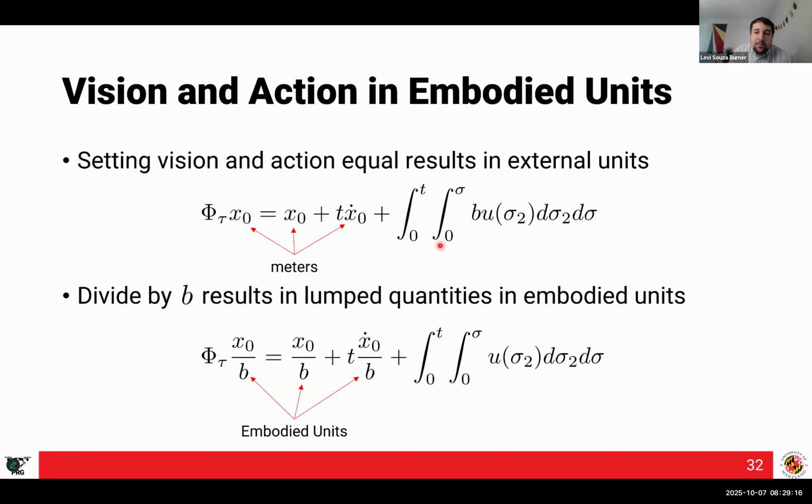But what if we were to divide through by this unknown term B, this conversion factor from the embodied units to meters? Then we would realize these lumped quantities shown on the bottom, which are just our position in embodied units and our velocity in embodied units. And we now have a unique answer because the double integral of u, the action term, appears on its own.